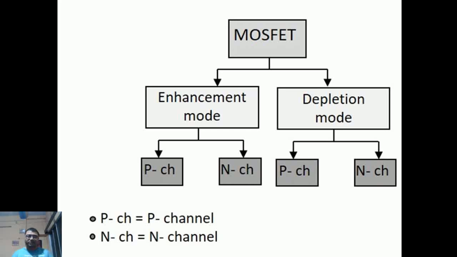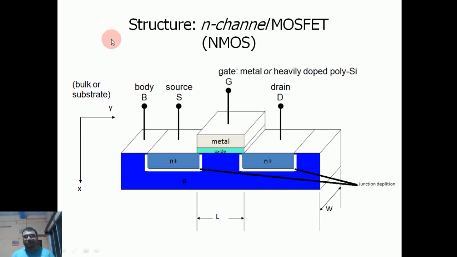In this lecture, we'll mainly discuss the n-channel enhancement type MOSFET, which is the best MOSFET to understand with. We'll mainly focus on it in this course. This is the basic structure of the n-channel enhancement type MOSFET, known as the n-channel MOSFET or NMOS in abbreviated form. It has different ports: one is body, one is source, one is gate, one is drain.